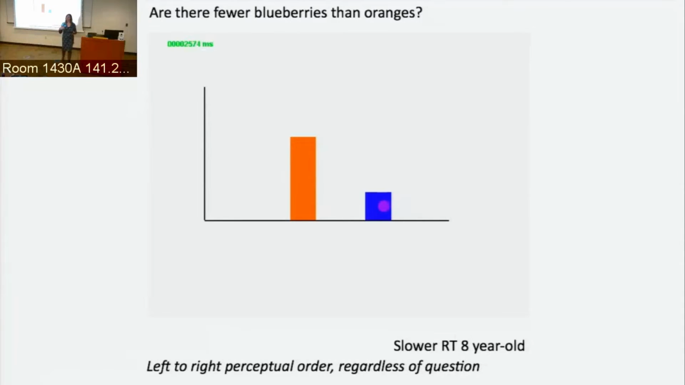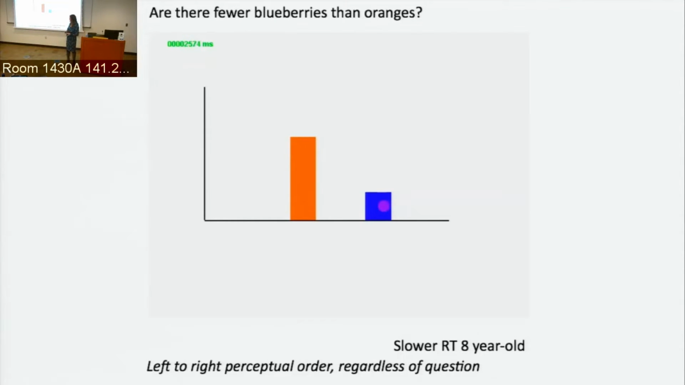Because the question is, are there fewer blueberries than oranges? And the way they're looking at this graph is big orange, small blue, which is in the opposite direction of the question, right? So that could explain why this child is slow on these kinds of trials. If they're looking in a way that doesn't map onto the question order, it's going to take them longer to flip it in their head and answer the question, okay?